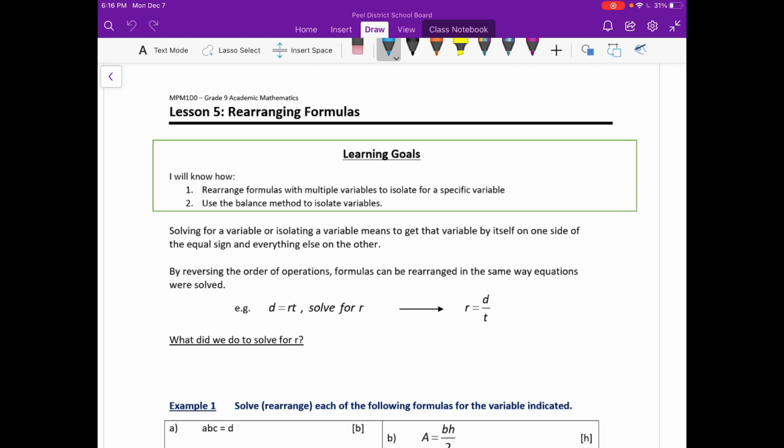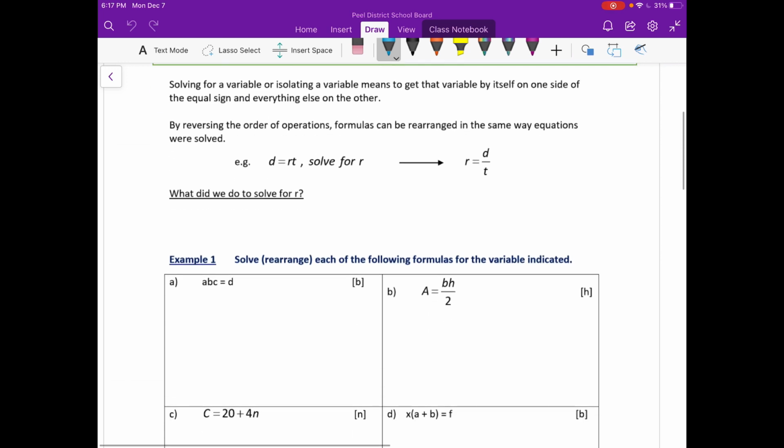By the end of this lesson, you're going to be able to rearrange formulas with multiple variables to isolate for a specific variable. What we've been doing so far is isolating for only one variable. We're going to learn how to do this with multiple variables, and they won't necessarily give you a number answer, but you might get a variable answer. And you're going to know how to isolate using the balance method. Always using the balance method.